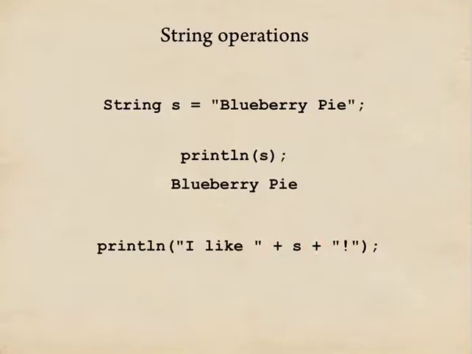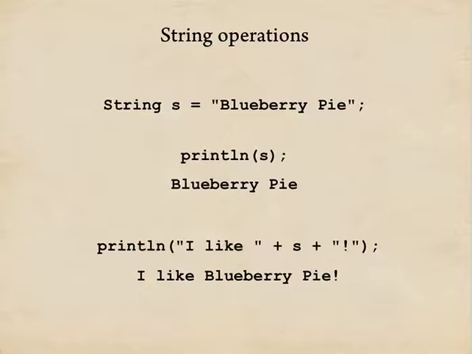And so what's happening inside of this println statement is we're creating one composite string built out of these 3 pieces. And what comes out is "I like blueberry pie!" So this is our first string operation, the plus sign. And it just takes 2 strings and puts them together one after the other to make a single new string.